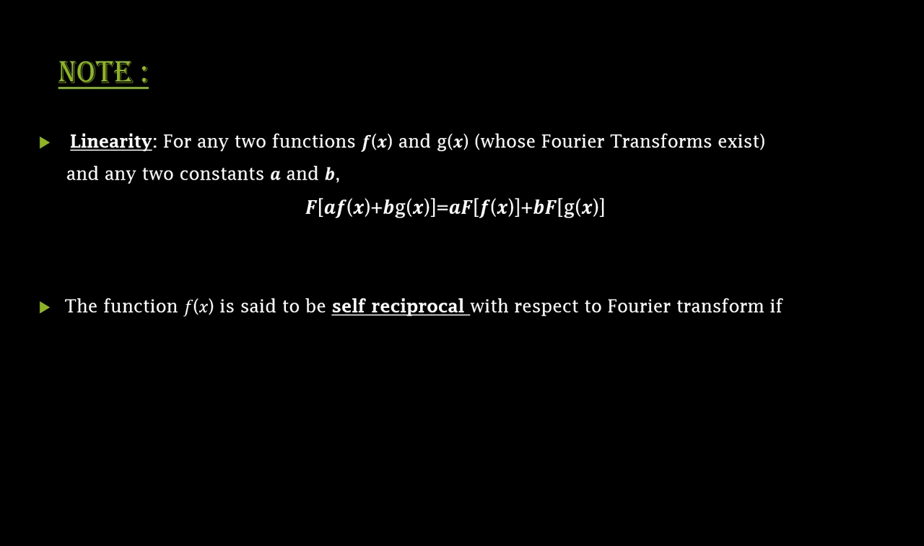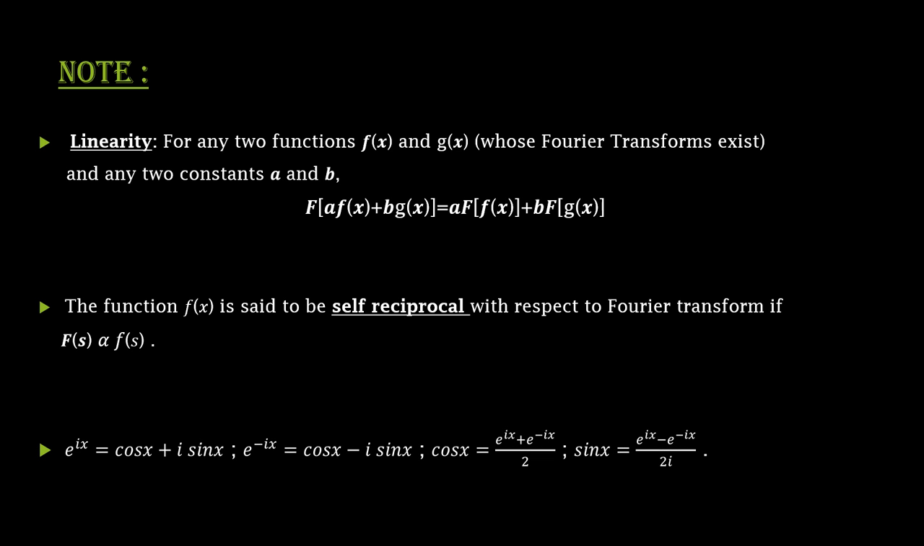The second result: the function f of x, that means a function of time domain, is said to be self-reciprocal with respect to the Fourier transform if the Fourier transform of the function is directly proportional to the given function at x is equal to s.